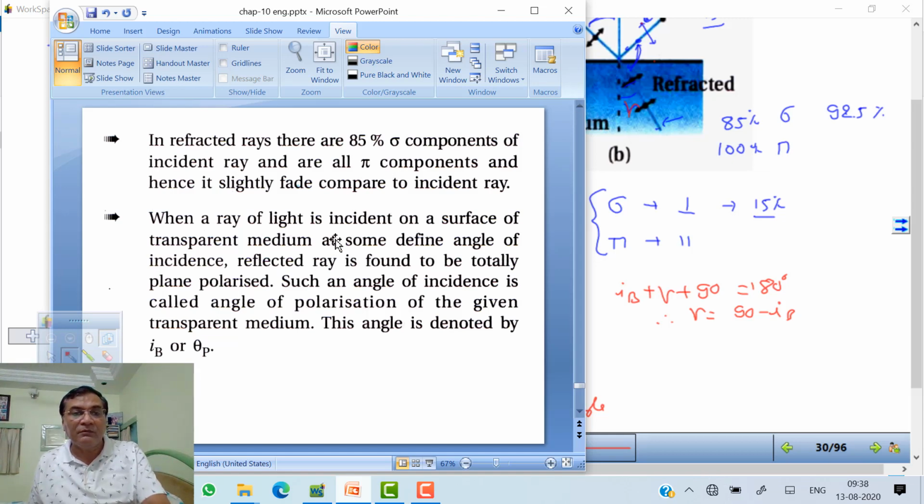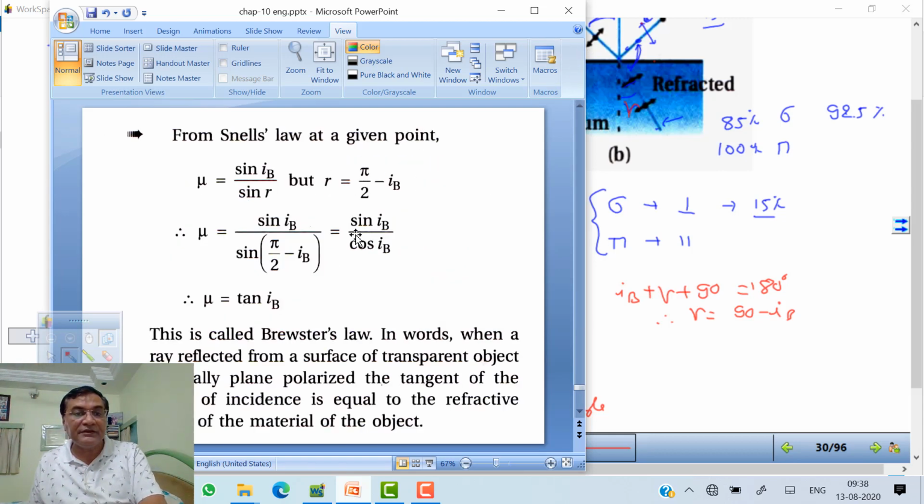When a ray of light is incident on the surface of a transparent medium at some definite angle of incidence, the reflected ray is found to be totally plane polarized. That definite angle, what is it called? Angle of polarization. This angle is denoted by IB or theta P. And we can derive this formula. We already derived it. So what is the Brewster law?